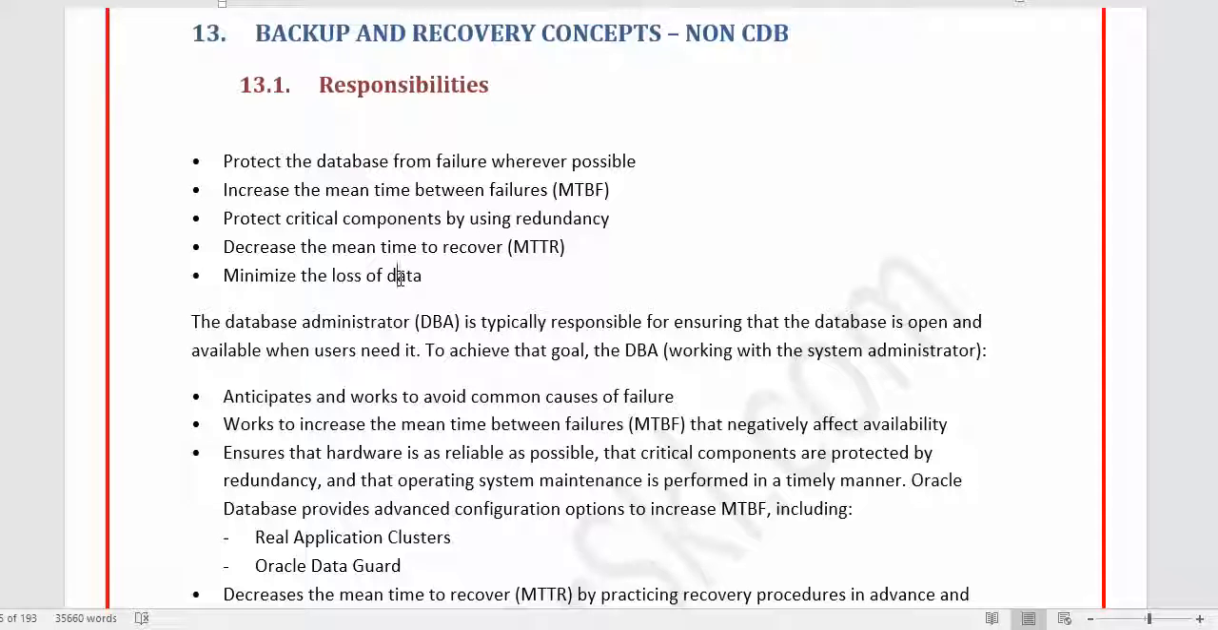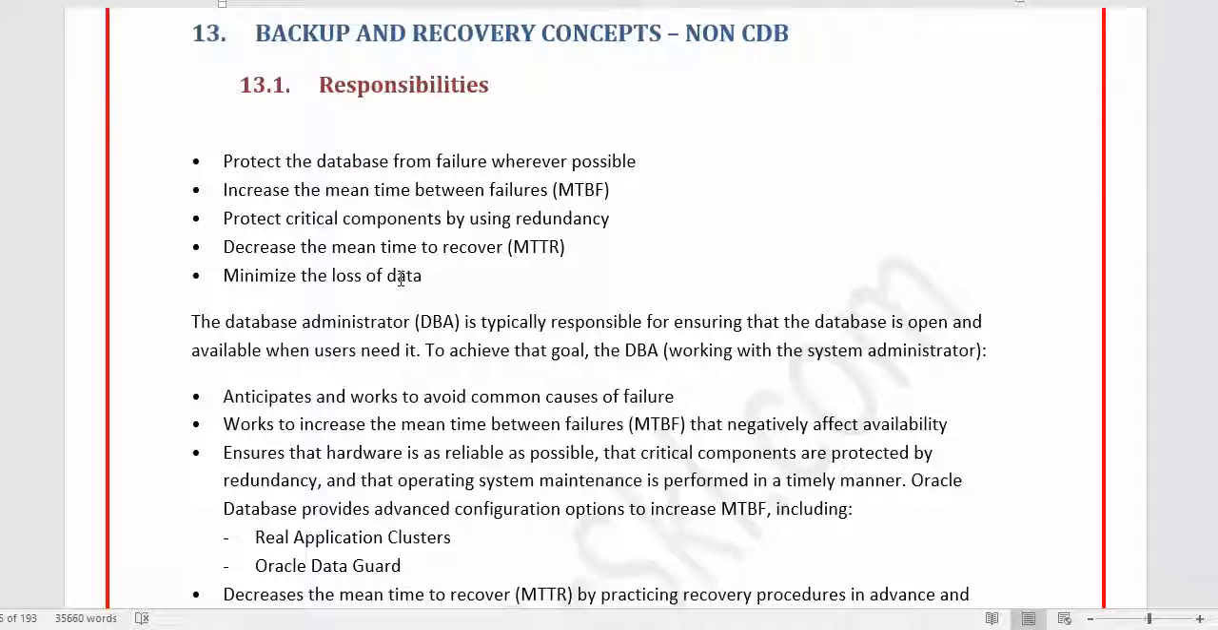So if there is a disaster in one of the areas, you can use the other areas to get the data back and then restore the database and data. That is what we call it. So you are responsible to protect the critical data components by using redundancy. Redundancy is nothing but maintaining multiple copies.